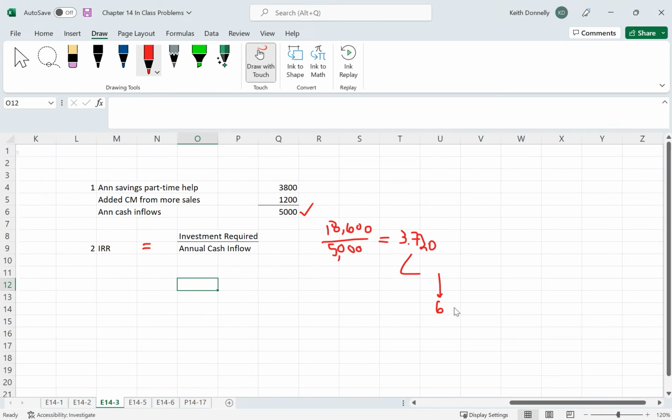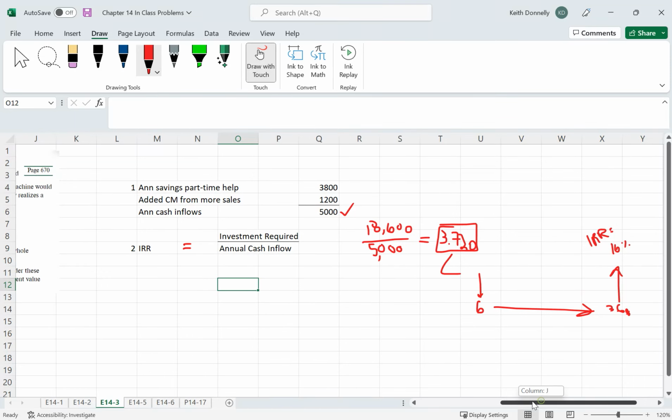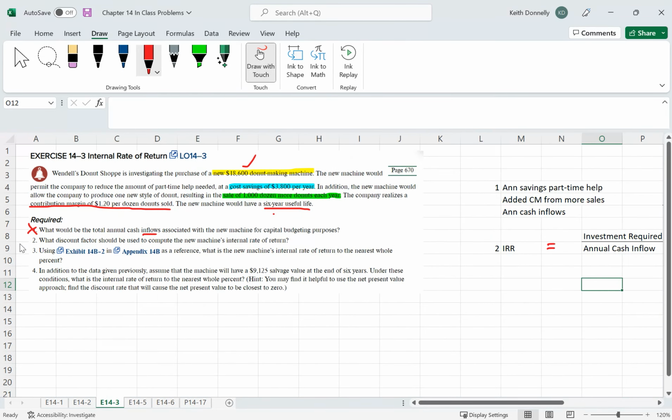And then you run across that line till you get to the closest number to 3.720. In this case, it was 3.68. But normally, if we had a homework or an exam question, it would match exactly. So that was the closest number without exceeding. You shoot up, and that gives you your internal rate of return. To the nearest whole percent, the internal rate of return is going to be 16%. So when it asks what discount factor should be used to compute the new machine's internal rate of return, the answer is that the internal rate of return is 16%. That's for 2 and 3.